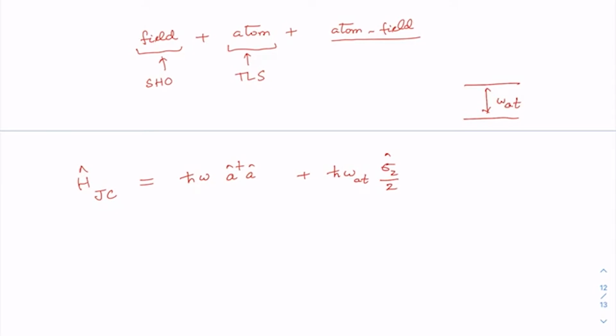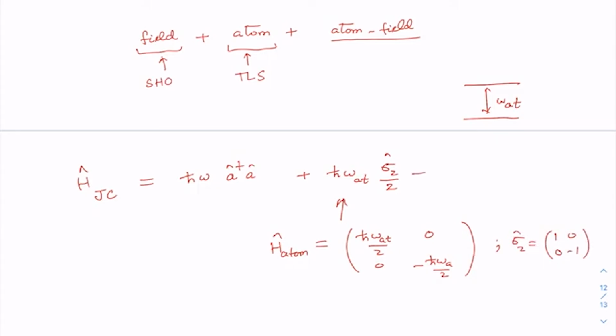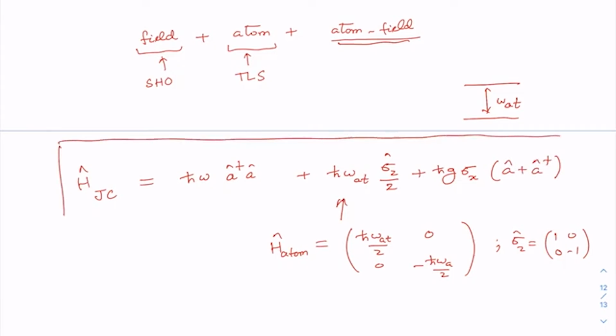In fact, if I specifically talk about the atomic part of the Hamiltonian, then it would look like this: h cross omega atom by 2 and minus h cross omega atom by 2, because you know that sigma z is equal to the matrix 1 0 0 minus 1. And finally we have the atom-field interaction term, which we have already known, h cross z sigma x (a plus a dagger). So this is the full Hamiltonian for the Jaynes-Cummings model.